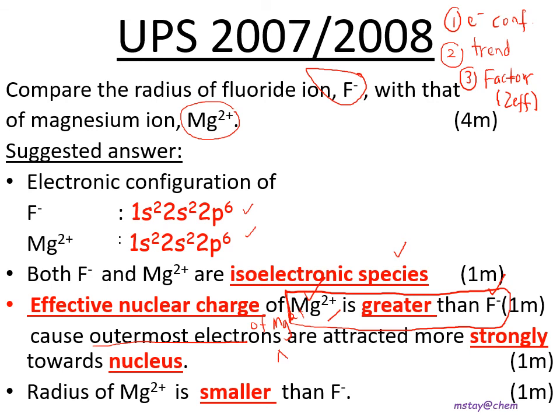So I think that's all for this part, in which we compare the atomic or ionic radius between atom and ion, and also isoelectronic species, and also the elements in period 3 when they become ions.